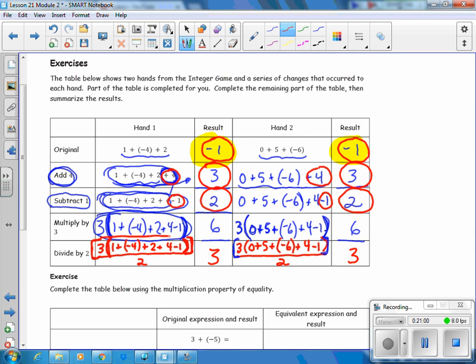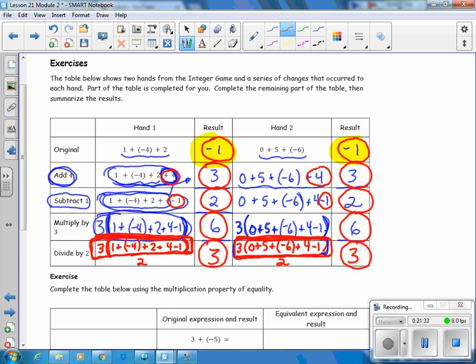Then we took the next expression and multiplied it by 3, and the equivalent expression and multiplied it by 3 as well, and again we have equal results. Finally, we have the expression 3 times the quantity equal to hand 2, 3 times the quantity, and those are equal. Then we divide both sides by 2, and since we divided both of them by 2, we again have a tie score or an equal number.